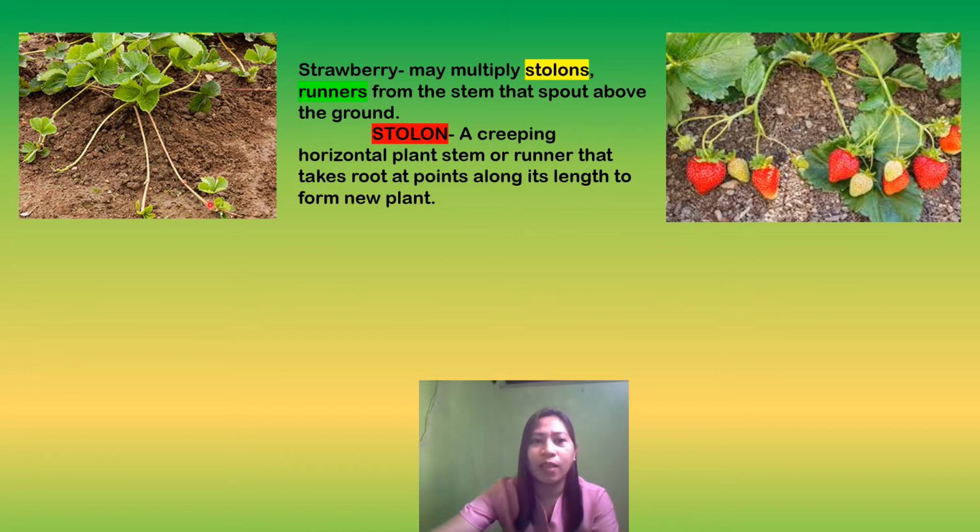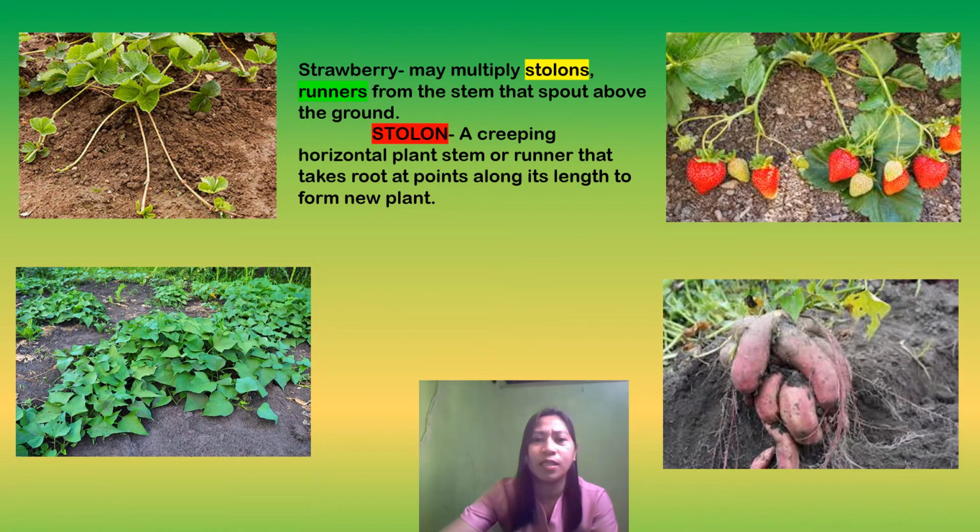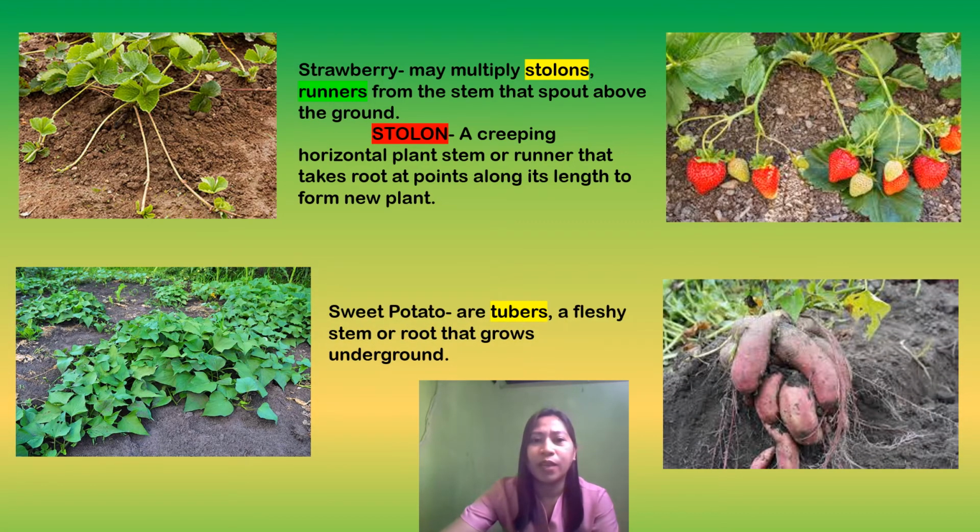Okay, and then they grow new plants using their stolons or runners. All right, next one is a very familiar plant. Okay, which is sweet potato. Or in Tagalog, we say it is kamote. Alright, so kamotes are very familiar in the market.